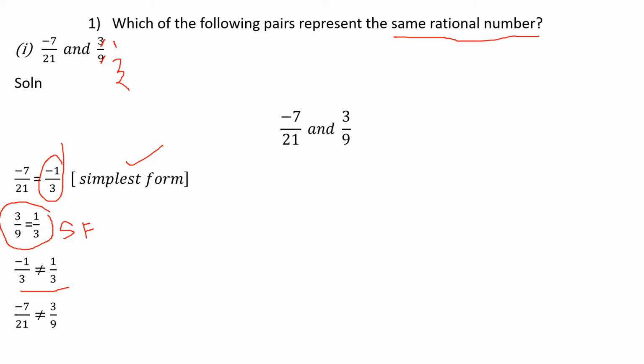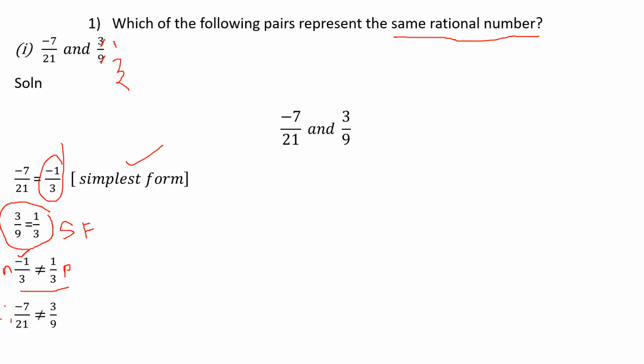The numerator is 1 and the denominator is 3. Here also numerator 1, denominator 3. But in this term you have a minus symbol, so don't forget this minus symbol. This term is negative and this is a positive term. So it is not equal. Therefore, minus 7 by 21 is not equal to 3 by 9.